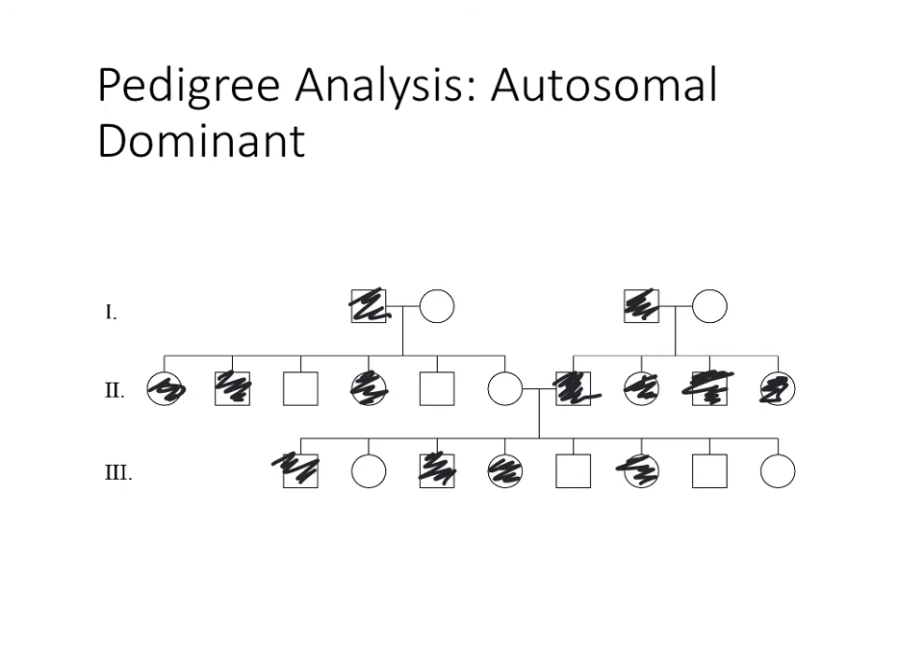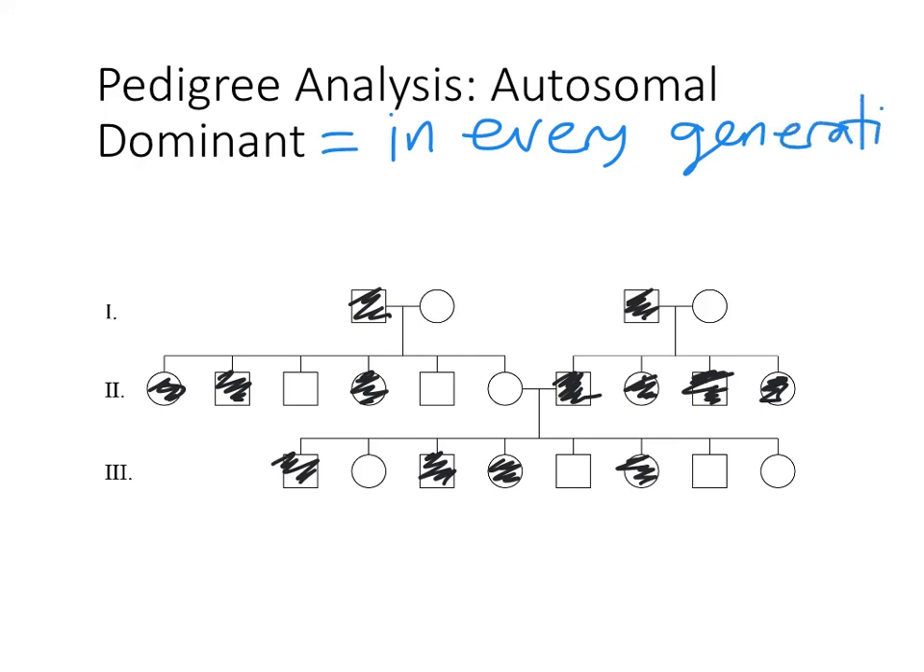So what are the characteristics of this sort of pattern that indicate to us that it's dominant? There are a couple really important things, two or three. Every generation. Dominant traits tend not to skip generations. Not always, but it's typical that an autosomal dominant trait will show up in every generation. That's what suggests dominance. I will show you the exceptions this class and next class, but it's almost always true.